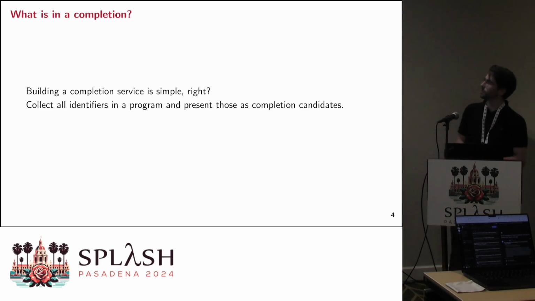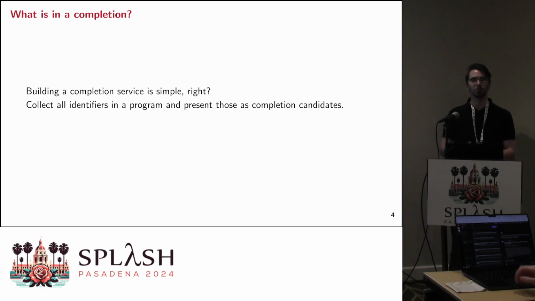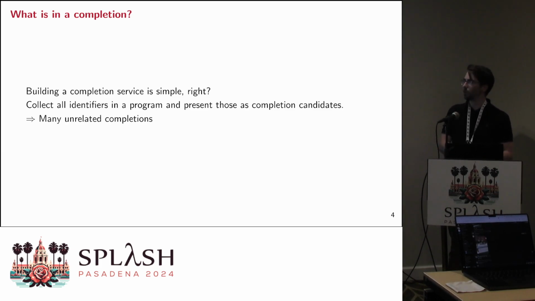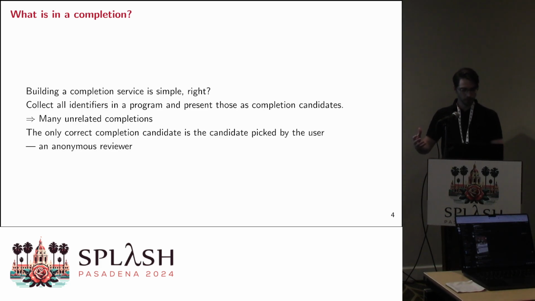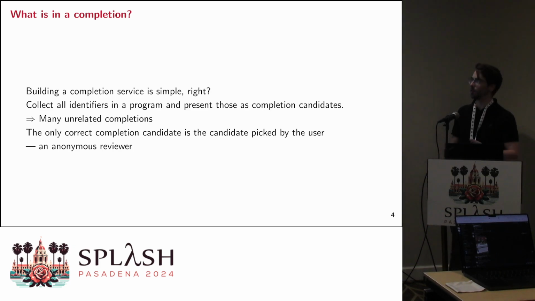And building a completion service is pretty simple, right? We can just collect all variables in the program and present those as completion candidates, and we are done. Well, we get many unrelated completions then, and this is mentioned as one of the main complaints from programmers when they use completion services. And one of the anonymous reviewers put it very nicely, I think. The only correct completion candidate is the candidate picked by the user.